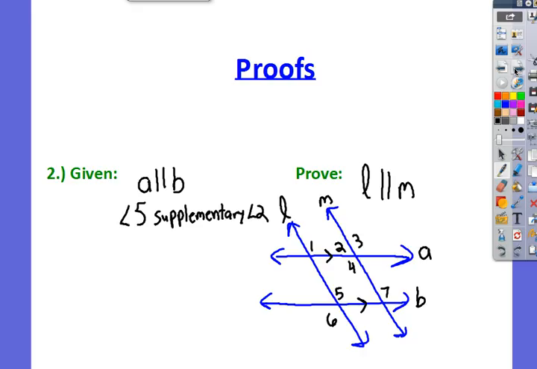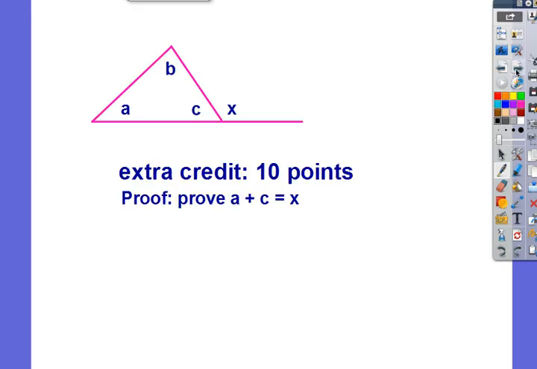So I'm moving on, and we have a proof. Go ahead and try this proof for extra credit. Pause this. This will be 10 points extra credit if it's right. Pause this and try it. And more extra credit: prove that A plus C equals F equals X. Prove that A plus B equals X.